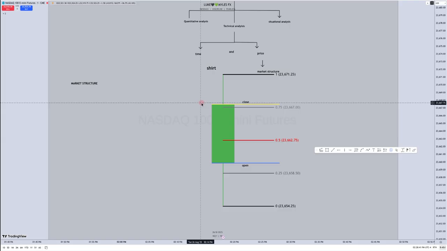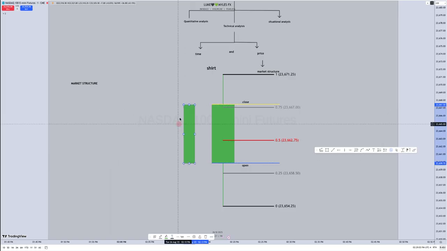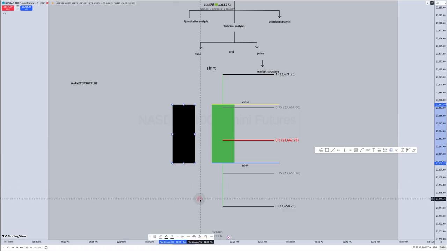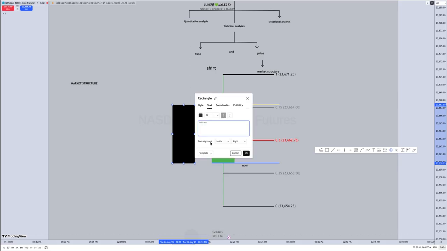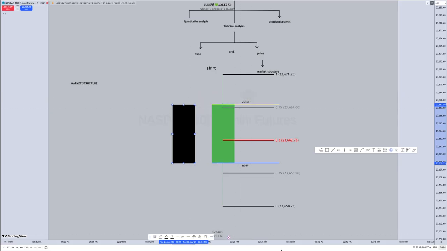So what makes this a bullish candle is if the open is lower than the close. Now if I'm to have a bearish candle right here next to this, a bearish candle would have its open higher than its close. That's how you differentiate them. Where the bearish candle starts from is always higher than where the bullish candle starts from.